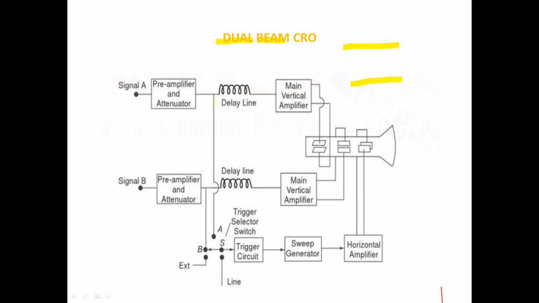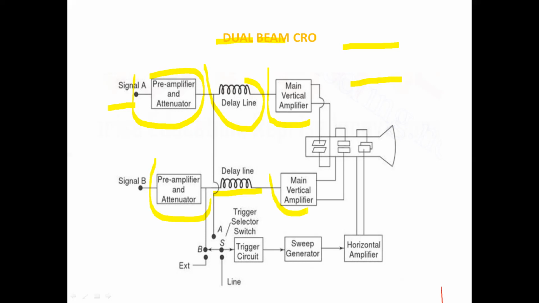Look into the diagram. So this is the signal A. It is given to the pre-amplifier and an attenuator, and there is a delay line, and the main vertical amplifier. And the signal B is again given to the pre-amplifier and attenuator, a delay line, and a main vertical amplifier. So what is the major difference? Here we are having two vertical amplifiers.